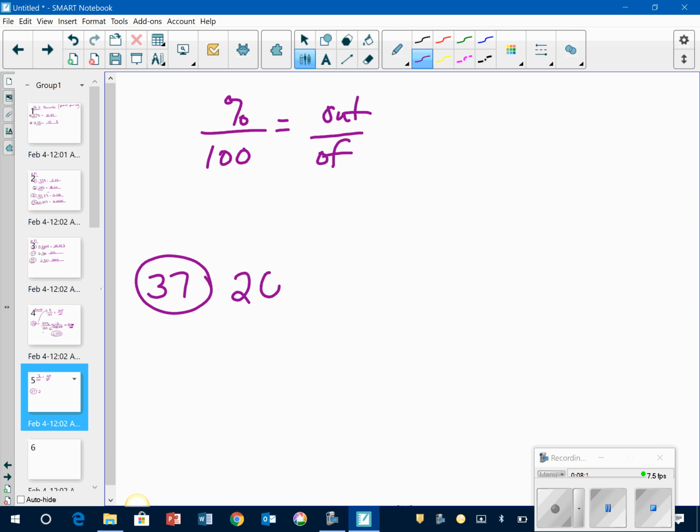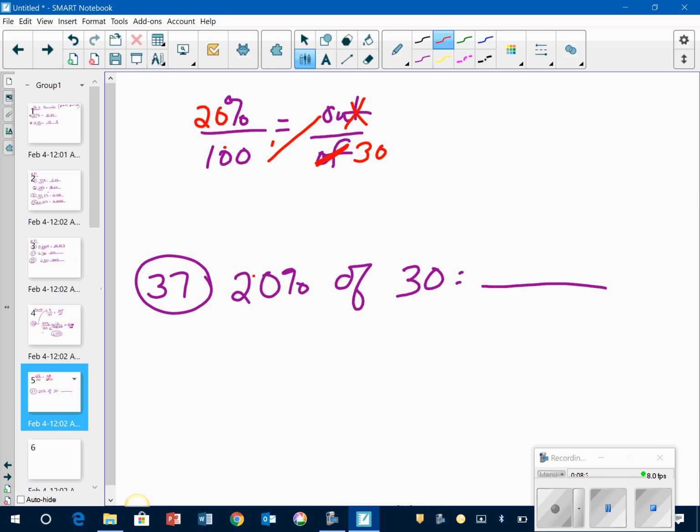is asking you 20% of 30 equals what? So what I'm going to do is I'm just going to use this over here. So we know we got 20%. You don't change the 100, it stays the same. Don't have a number for out, we have a number for of, so it's of 30. Okay, so we have our 3 numbers. Then we're going to cross multiply. This will always be x because it's the missing number.